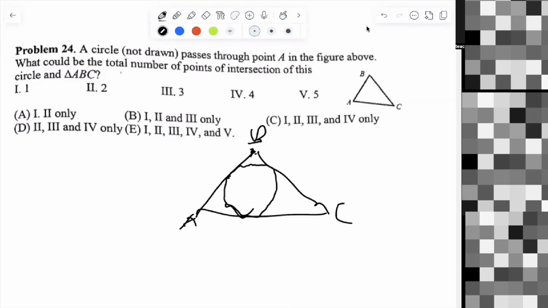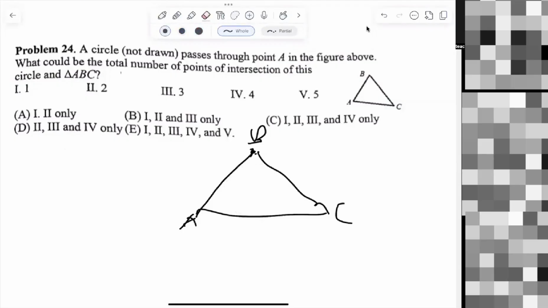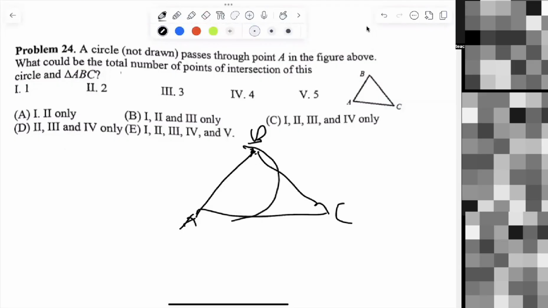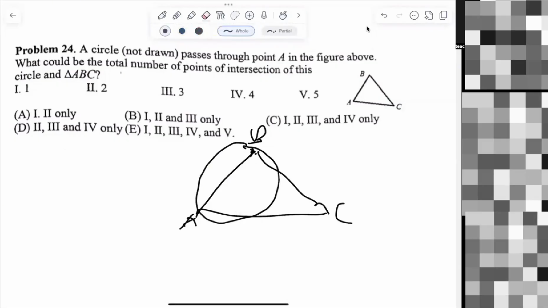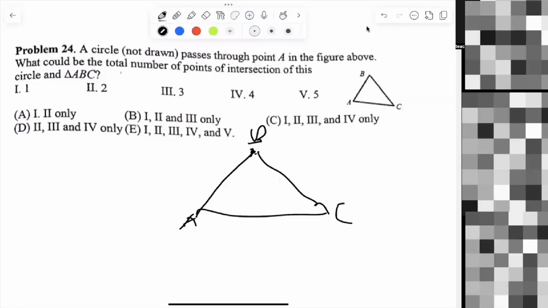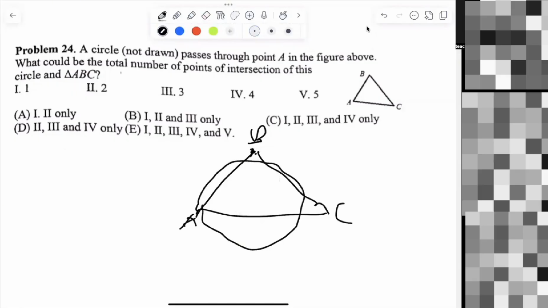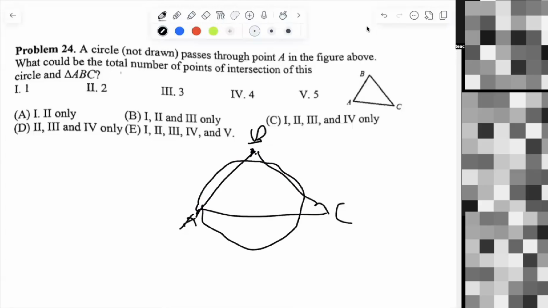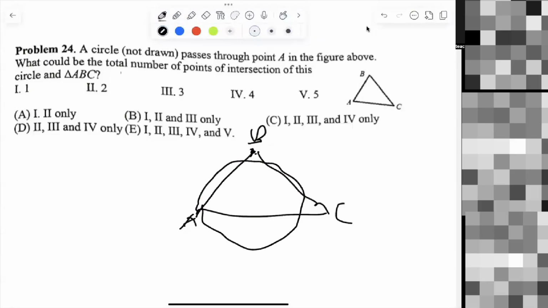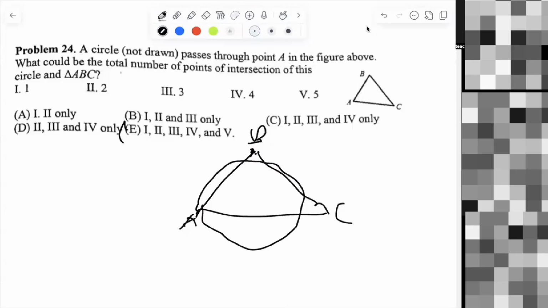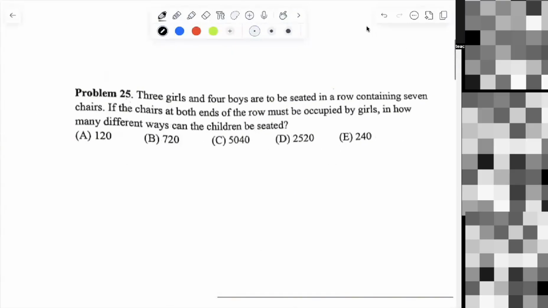And we call this circle an incircle. Now, how do we get 4? 4 is also pretty simple. You can draw it like this. And 5 is also pretty much simple. You can draw like this. You have 1, 2, 3, 4, 5. Alright? So all of them work, so E is the answer. Now let's move to problem 25.